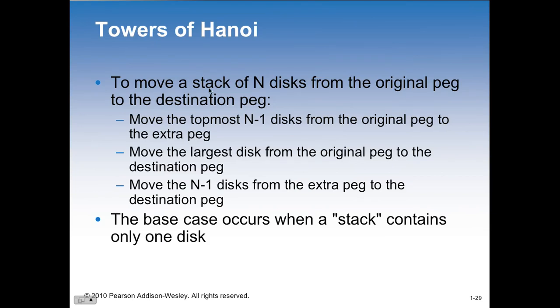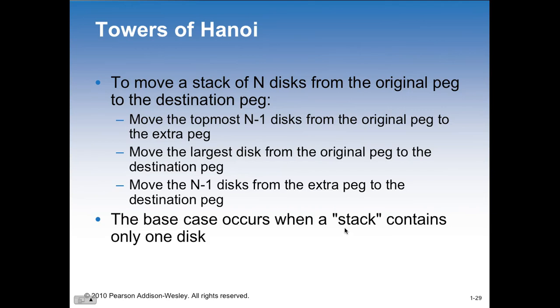So to move a stack of n disks from the original peg to the destination peg, you move the topmost n minus 1 disks from the original peg to the extra peg. So n minus 1 is pulling the first disk off the top. Move the largest disk from the original peg to the destination peg. Move the n minus 1 disks from the extra peg to the destination peg. And then the base case occurs when the stack contains only one disk.